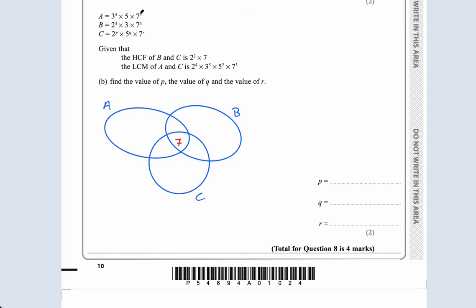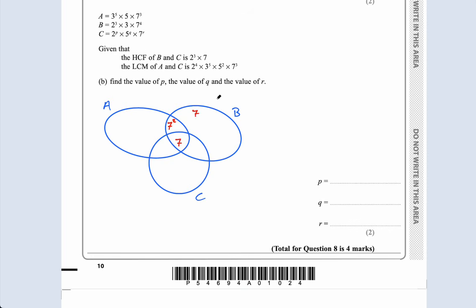A has a 7 cubed and B has a 7 to the power of 4. So there needs to be a 7 cubed common between these two. Now, for a 7 cubed common, there has to be a 7 there. So the only way to get a 7 cubed common is to put a 7 squared here. Now there's a 7 cubed common between A and B. But B has another 7 because it's 7 to the power of 4, so I'm going to put that 7 there.